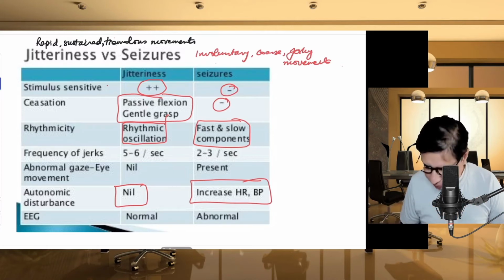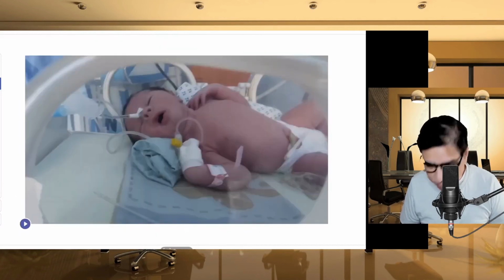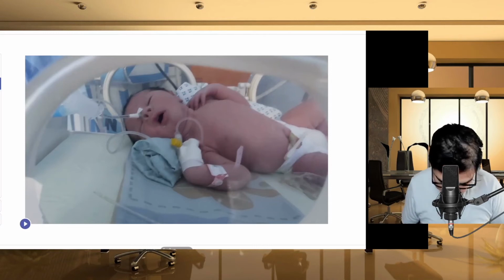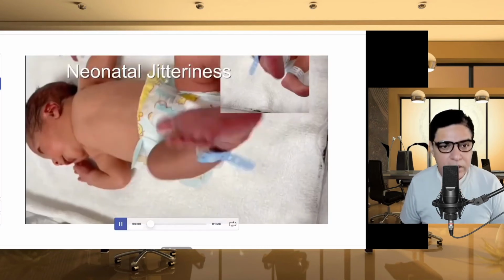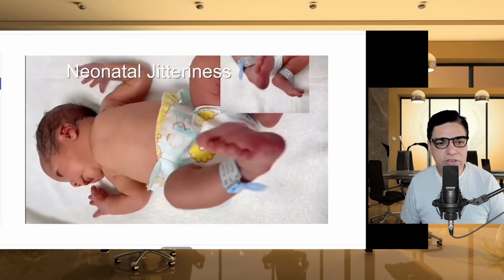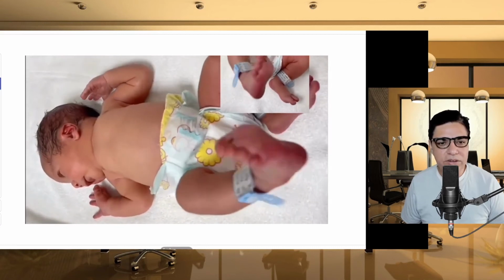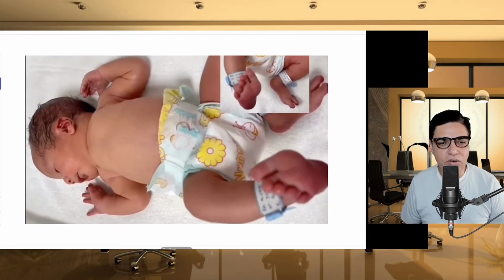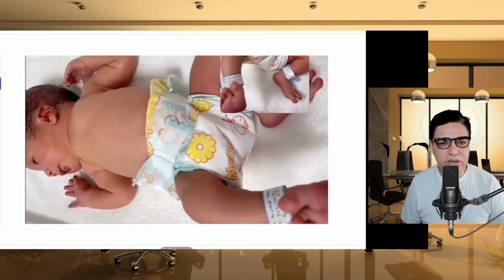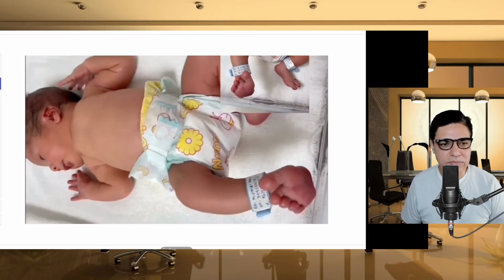I will show you a video and I will comment on it as we see that video, and that would explain the differences between neonatal jitteriness and seizures. So this first video that I'm going to show you, you can see that this baby has got neonatal jitteriness. Why? Because he's got rapid shaking of his right lower limb and to some extent left lower limb as well.